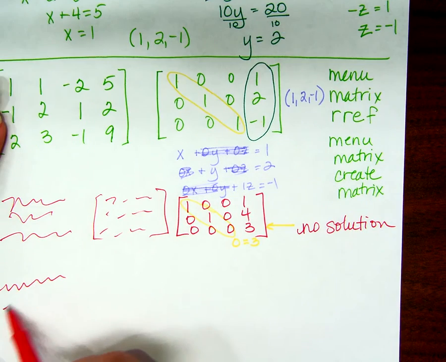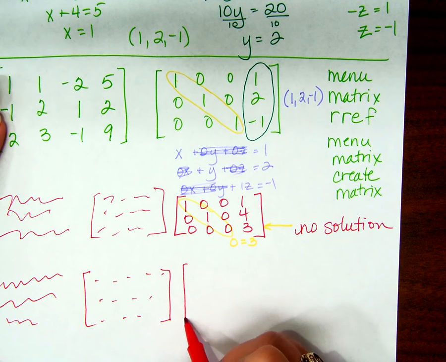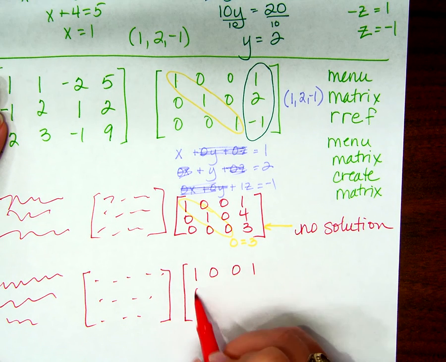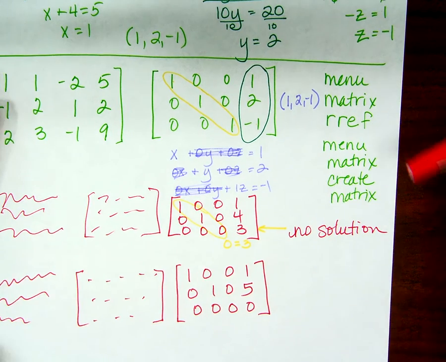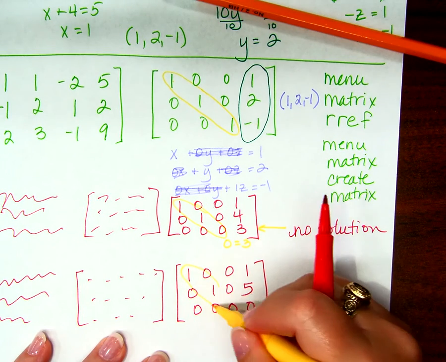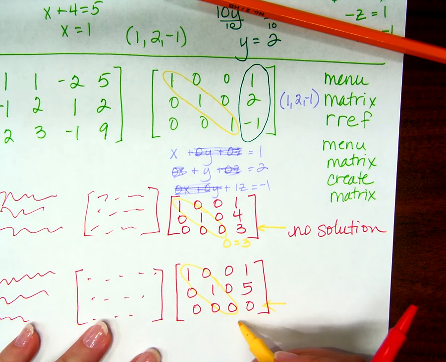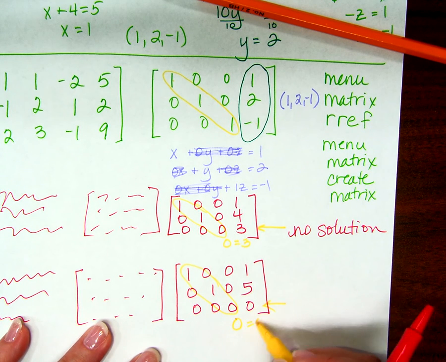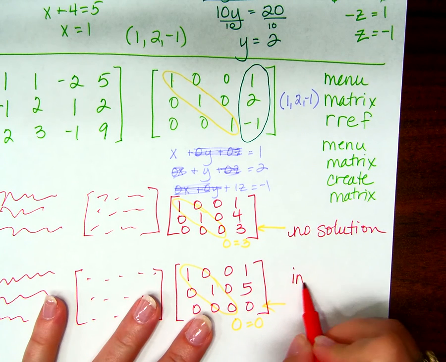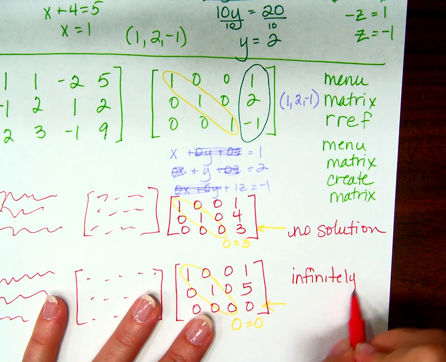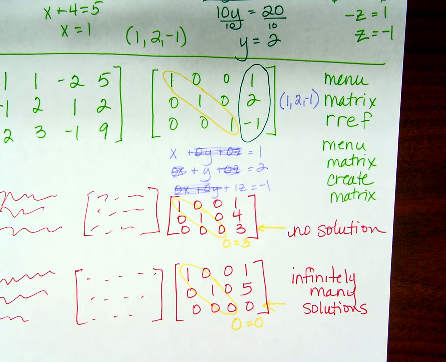Or we could do this problem right here, and our coefficient matrix looks like this, and our answer matrix looks like this. So do I have a diagonal of ones? No. Then look at the last row. What does that translate into? 0 equals 0. Guys, does 0 equal 0? Then what's the answer? Infinitely many solutions.